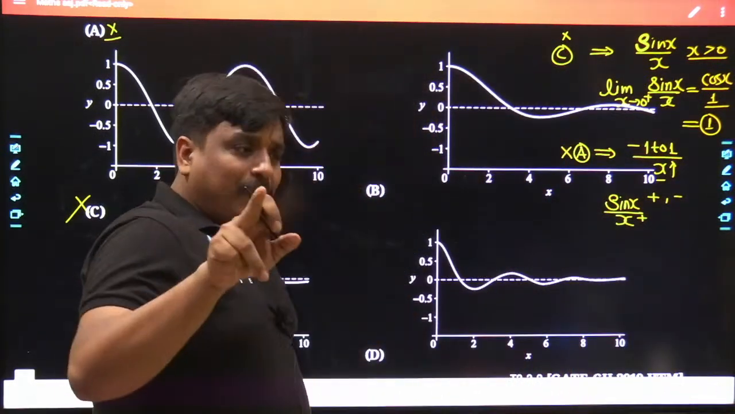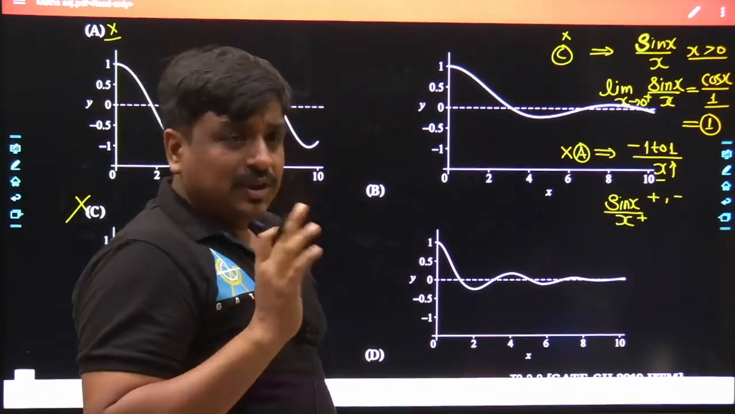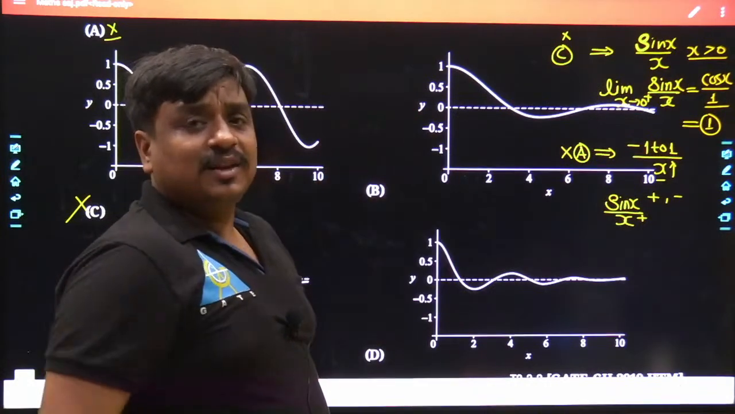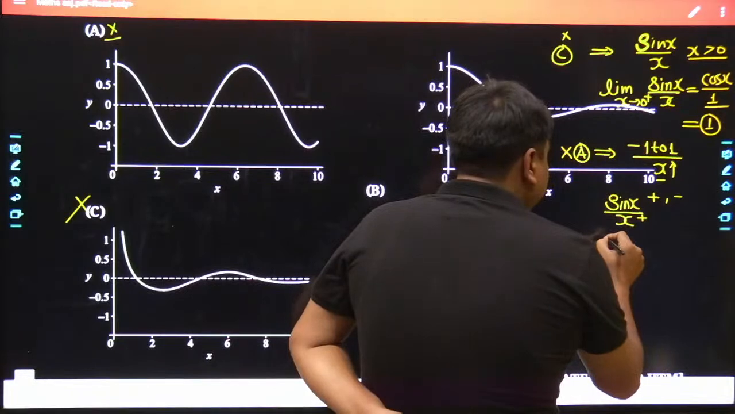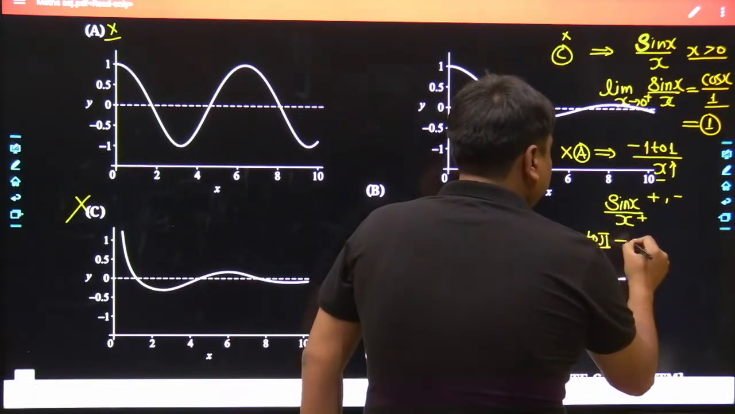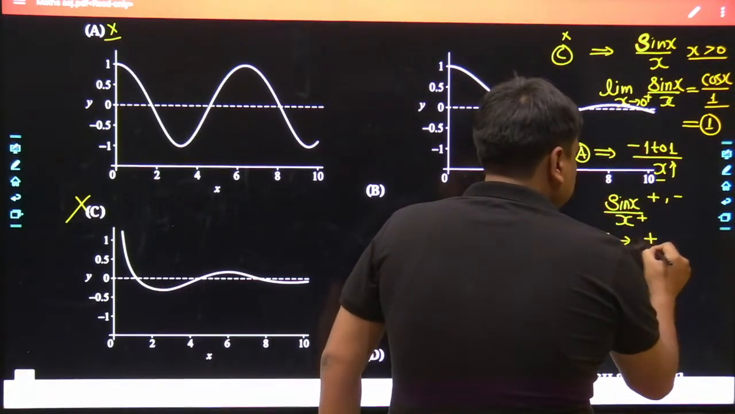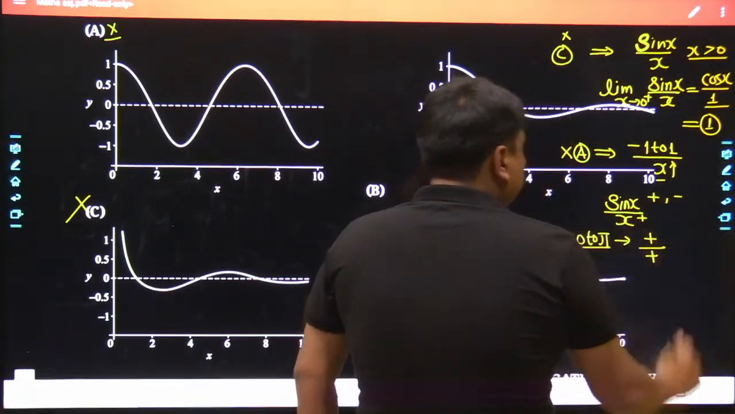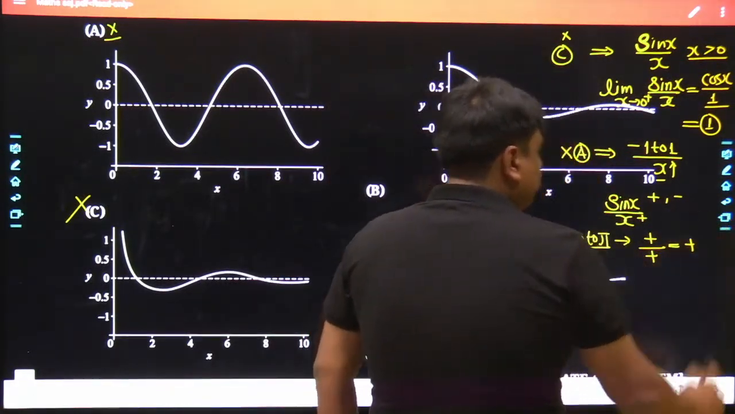In between 0 to pi, if you take the first lobe, the sin of x is going to be positive. And similarly, from pi to 2 pi, the sin of x is going to be negative. So if you take the analysis between 0 to pi, the sin of x would be positive, and in the denominator by default you would have only a positive value. So obviously the result would be positive.